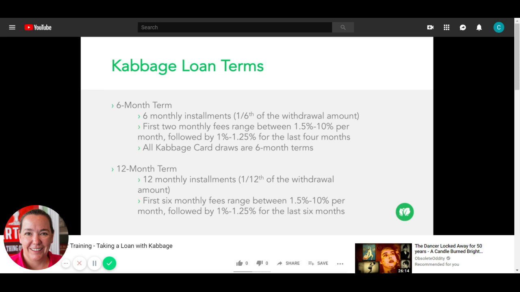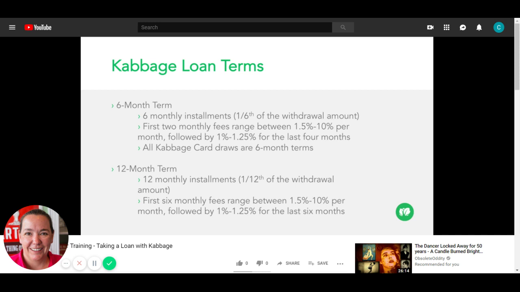In the case of the 6-month term, your principal will be split in 1/6 amounts, plus every month you'll have a fee of 1.5 to 10% for the first 2 months and 1 to 1.25% for the last 4 months. Again, all Kabbage credit card draws are on the 6-month term. In the 12-month term, you have 12 monthly installments of 1/12 of the withdrawal amount. The first 6 months fees range from 1.5% to 10%, followed by 1% to 1.25% for the last 6 months.